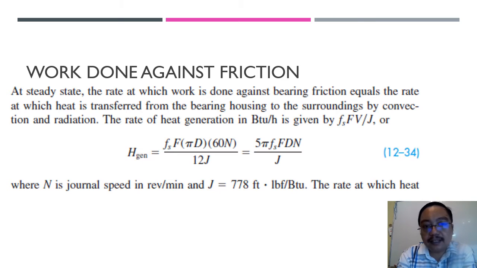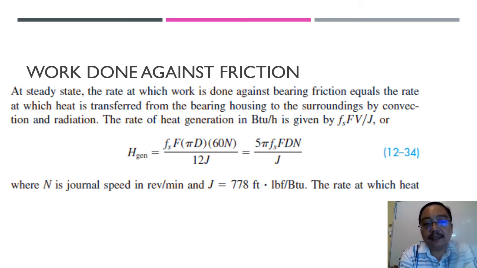At steady state, the rate at which work is done against bearing friction equals the rate at which heat is transferred from the bearing housing to the surroundings by convection or radiation. The rate of heat generation in BTU per hour is given by the equation H generation equals f s F pi d 60 n over 12 J. H stands for heat.